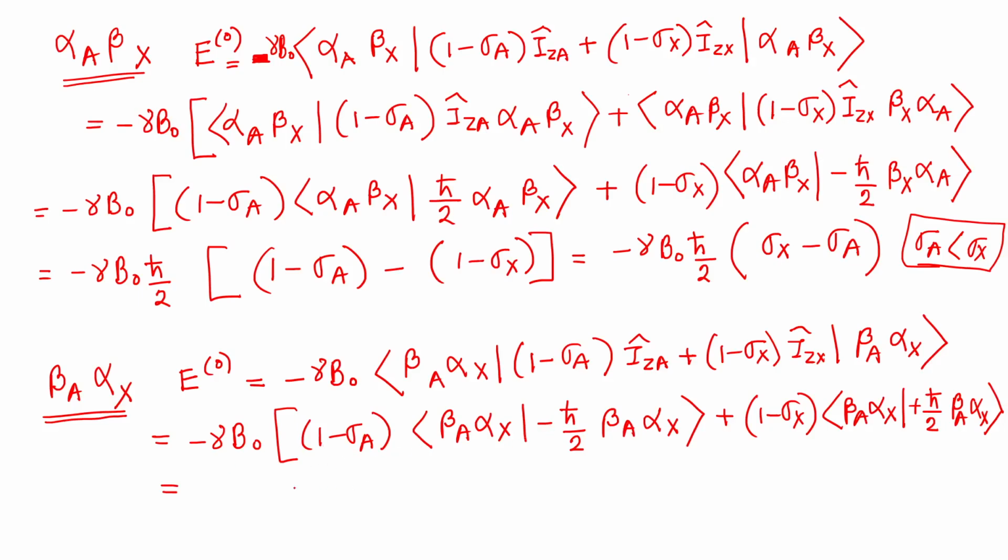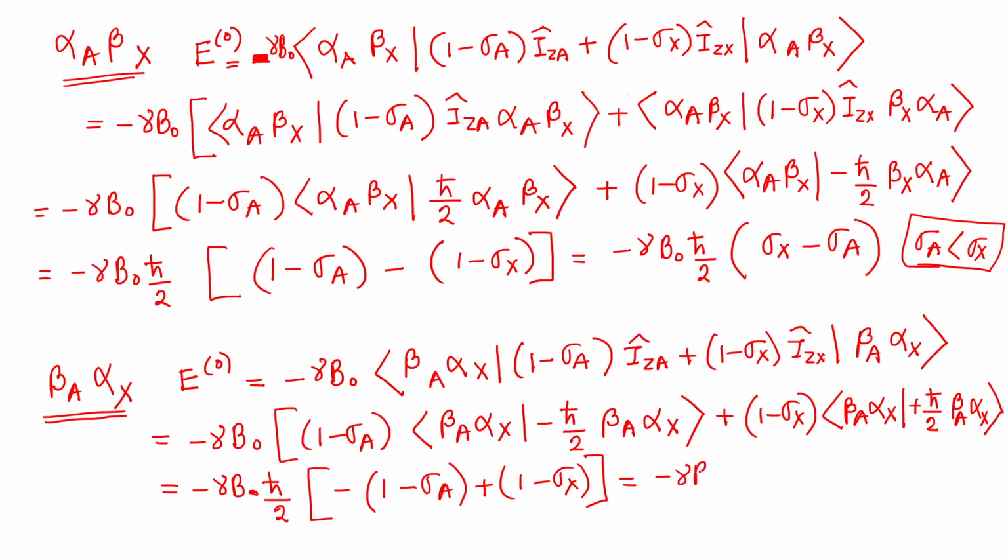I will write it like the previous case. I will take h cut by 2 outside, so I will be left with minus 1 minus sigma A plus 1 minus sigma x. So if I have to write it like the previous case, h cut by 2, here it is going to be sigma A minus sigma x. Sigma A is definitely negative here, so this is a positive. Overall, this is a positive quantity, right?